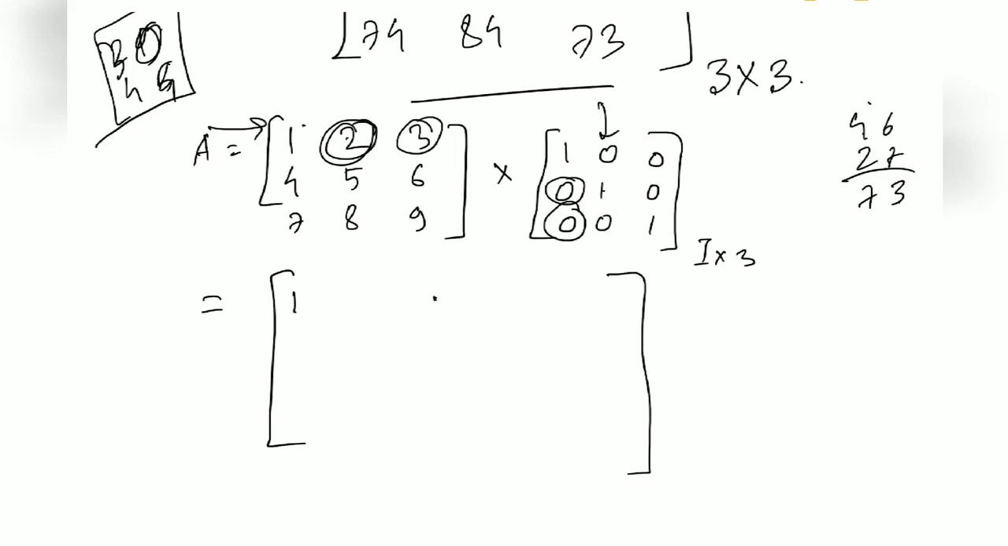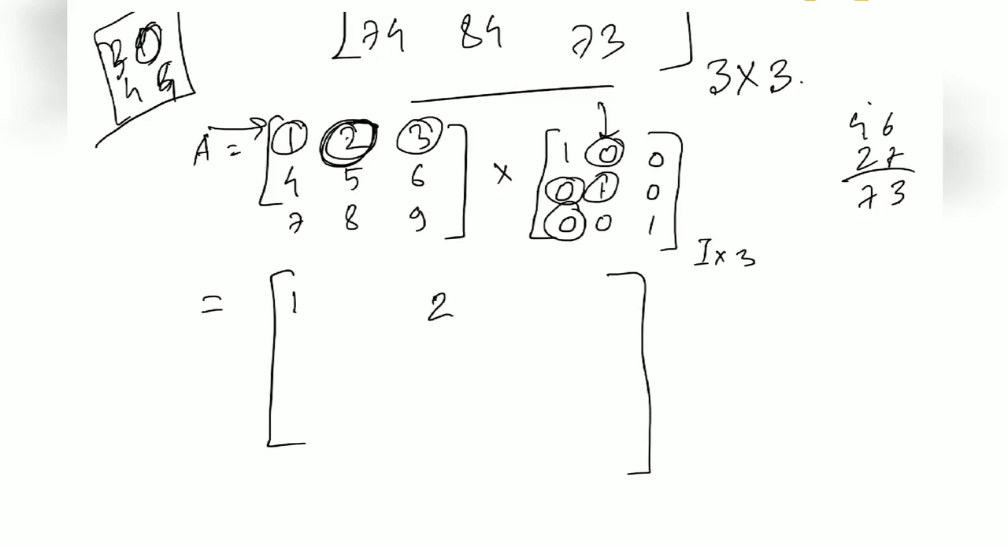And after having the row 1 and column 2, we should have 1 into 0, 0, and you are having 2 into 1 as 2, and then 3 into 0 as 0. So what you are having is actually 2. Perfect. I think you can understand now the process of multiplication.